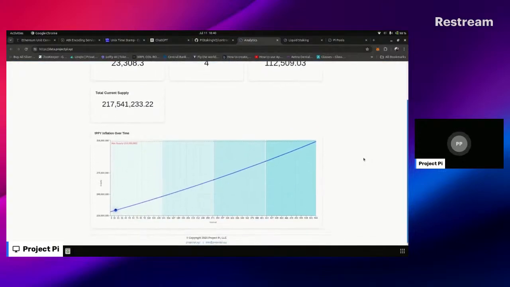Yeah. So essentially, this chart is going to show the TPPY inflation over time. This translates very well over to mainnet as well. The only difference is that on mainnet, the reward cycle is every 28 days, versus on testnet, where I set it to 8 days.